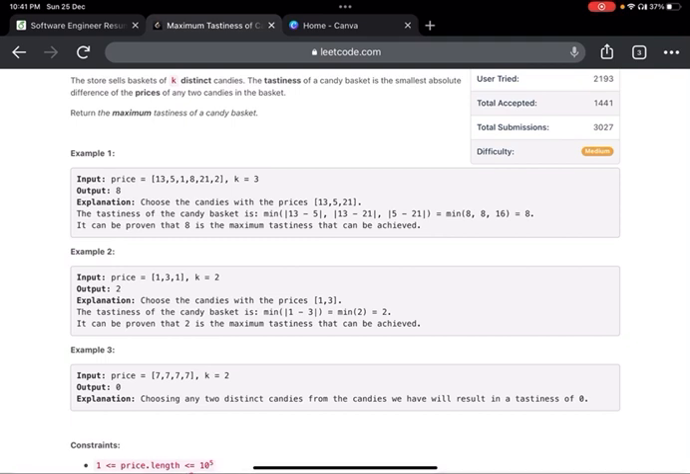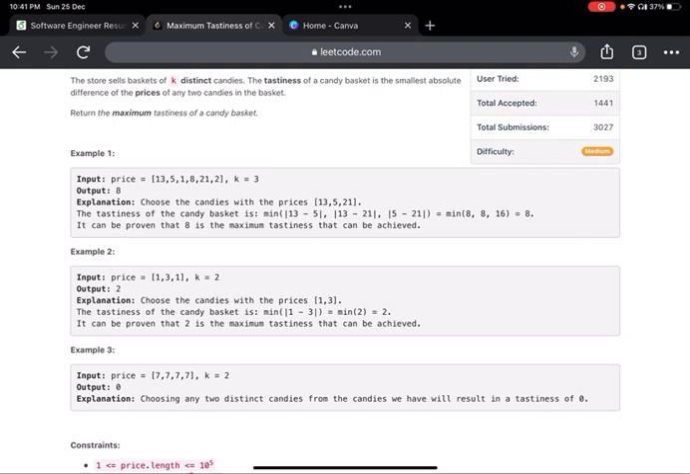Then here we want to find the maximum tastiness of a candy basket. That means in every candy basket there is a tastiness value, and the tastiness value should be maximum. So what is the minimum tastiness that can be obtained? That would be zero, right? If we take a basket of all the candies with the same prices, the tastiness would be zero.